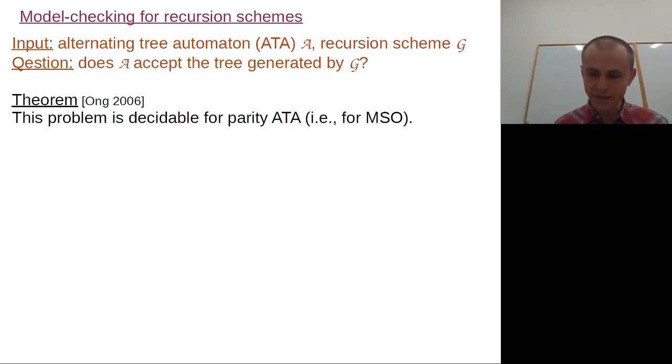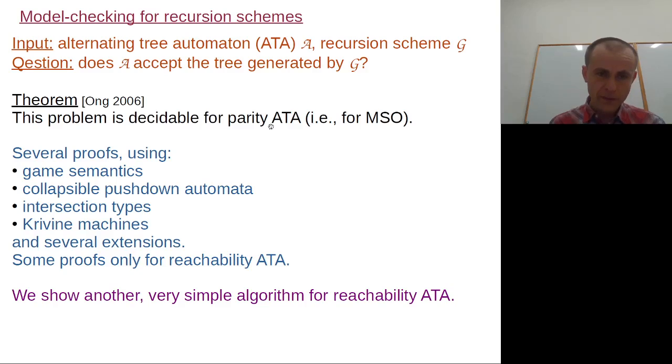These are exactly automata defining regular languages. Equivalently, you can take the MSO logic. This is a very basic theorem, which has several proofs. The original proof uses game semantics. It's also possible to use collapsible pushdown automata, which is a model equivalent to recursion schemes. Other proofs use intersection types or Krivine machines.